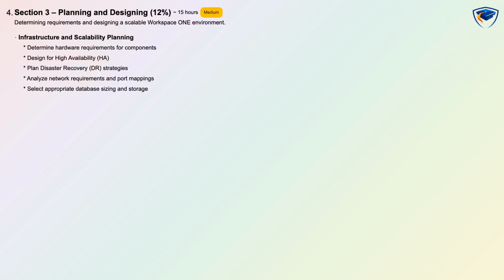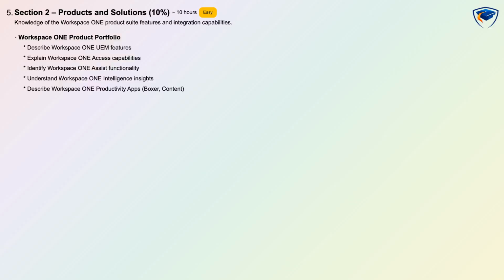Section 2 Products and Solutions is 10%, rated easy, with an estimated 10 hours of study and conceptual plus scenario-based assessment items. This area covers the Workspace 1 product portfolio and integration capabilities so you can explain what each product delivers. You will describe Workspace 1 UEM features, Workspace 1 Access capabilities, Assist functionality, Intelligence insights, and the productivity apps like Boxer and Content, and you will learn how these components integrate to deliver a complete digital workspace.